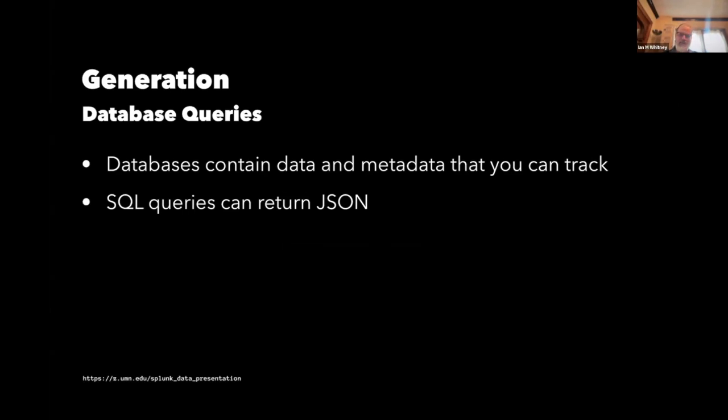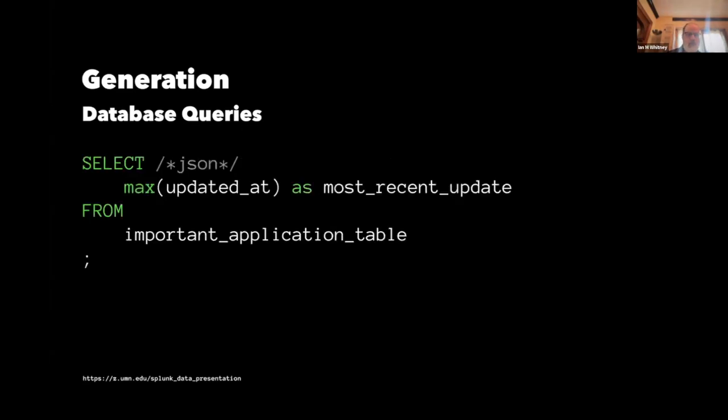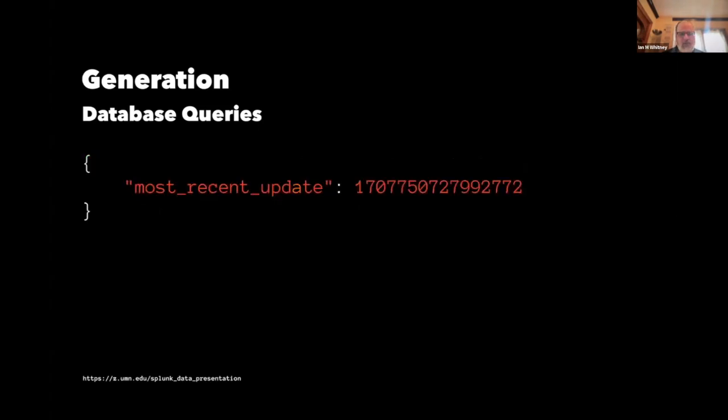And you can combine these things and generate within your database a ton of really useful metrics about the health of things. Here's an example of an Oracle version of this, which has got that JSON hint at the top. And you can say, hey, go to my important application table and tell me the most recent update to this table. Maybe you've got a column in there that's a timestamp that just gets written to the current date whenever a record gets updated. And Oracle will just spit out some JSON for you.